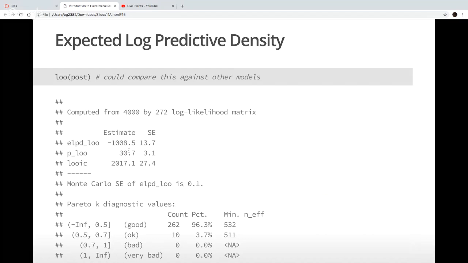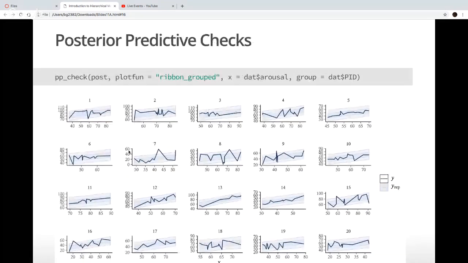Anyway, so you can do the regular loo stuff. You can do the regular posterior predictive checks, but you also have the opportunity to group your posterior predictive checks by the grouping variable that you put in the model, in this case, person ID. So we get the usual thing with ribbons indicating the 50% and the 90% interval as X, the experimental variable, varies. And we can see from the dark blue lines in the actual data that this is a pretty noisy, weird, wiggly relationship.